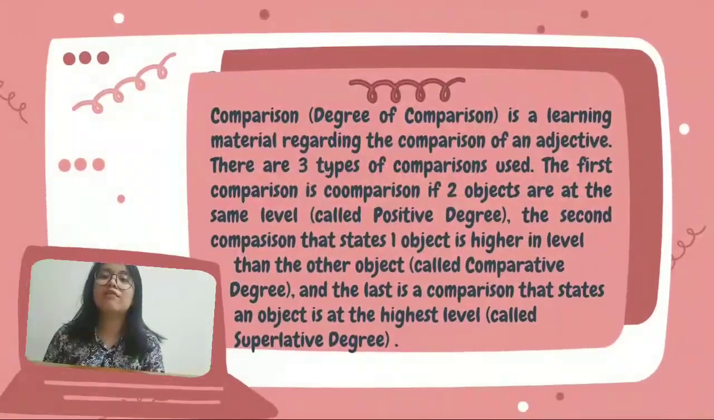Comparison, also called degree of comparison, is a learning material regarding the comparison of an adjective. There are 3 types of comparison. The first comparison is comparison of two objects at the same level, or you can call it as positive degree. The second one is comparison when one object is higher than the other object, or you can call it as comparative degree. And the last one is a comparison that states an object is at the highest level, or you can call it as superlative degree.